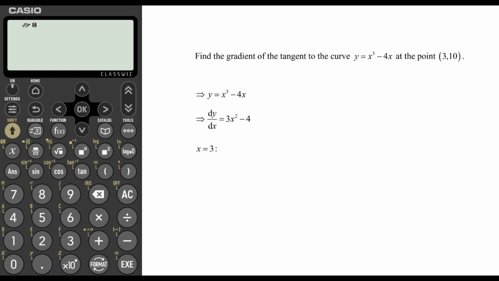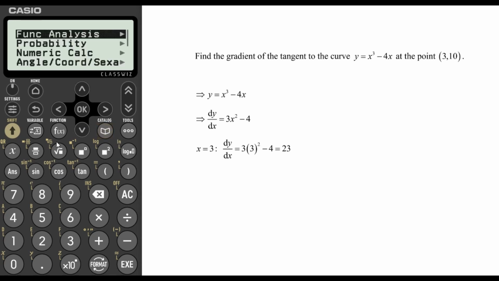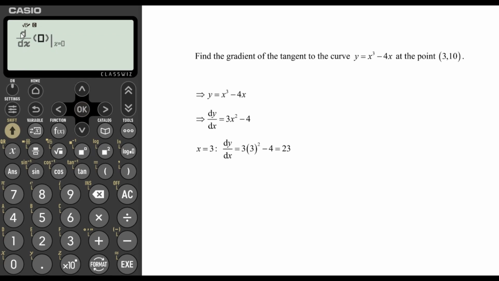Now, with the point x equals 3, we can substitute this into dy over dx. We have 3 multiplied by 3 squared subtract 4, and that's equal to 23. We can verify this with our calculator. If we go to the catalogue, then functional analysis, we are required to work out a derivative at a particular point. We want to differentiate our function of y.